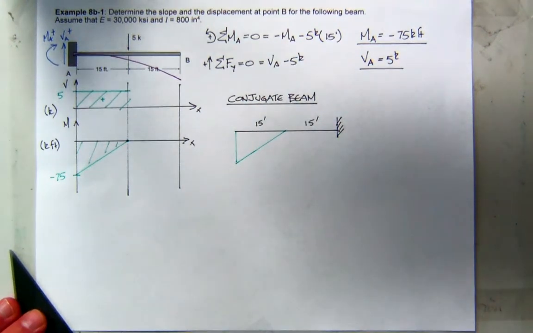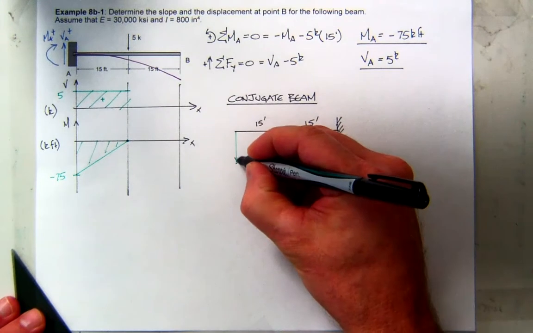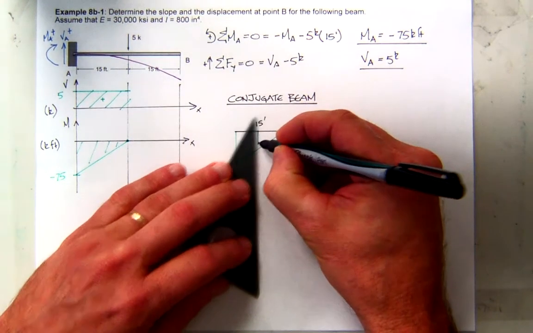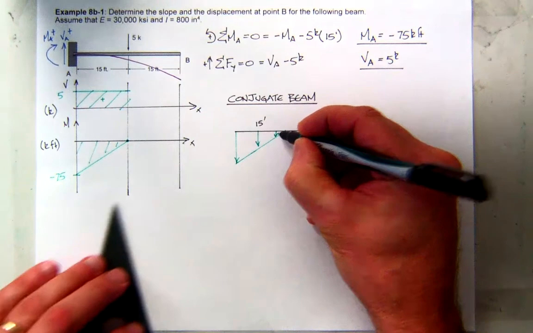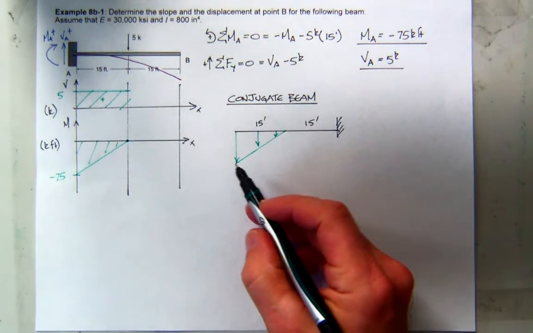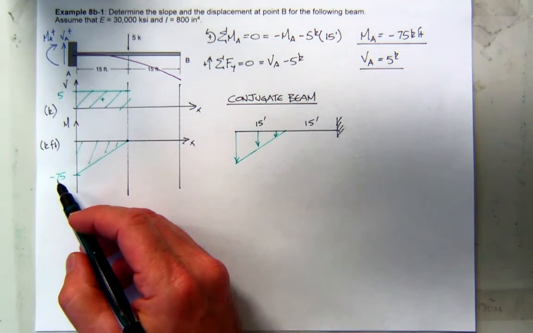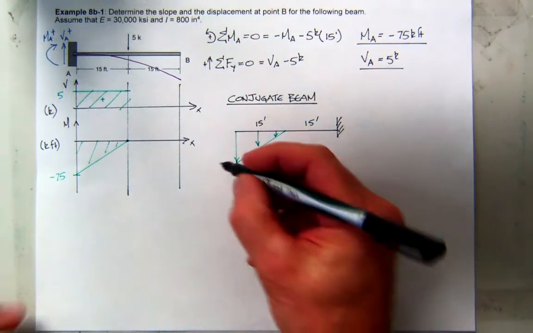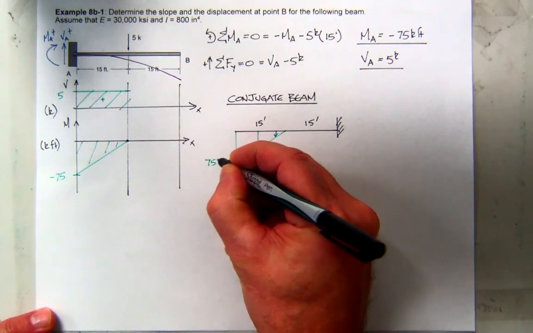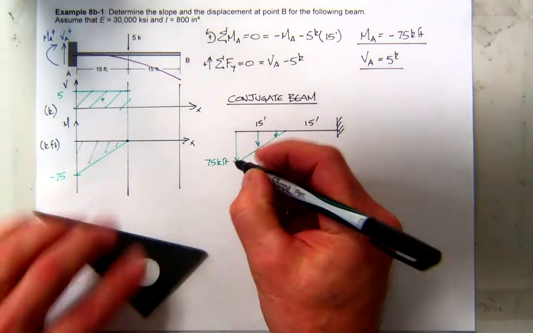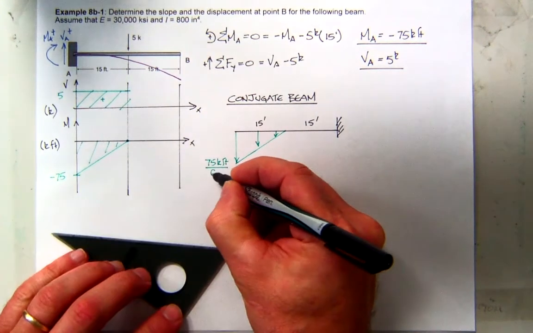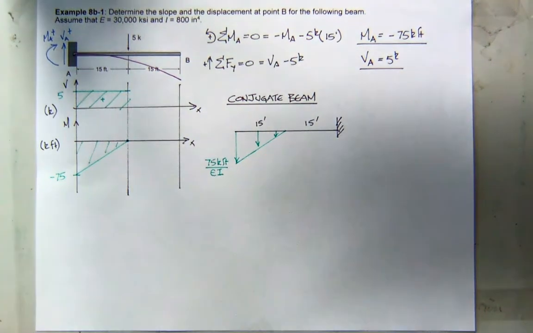Which direction is negative load? Down. And what is the magnitude of the load here? It's the moment divided by EI. So I'll have 75 kip feet divided by EI. Now that's my new problem, my conjugate beam problem.